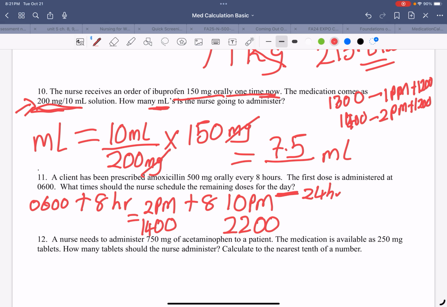So that means 12 p.m. is going to be 1200 exactly. So if the time is at 6 p.m., just do 6 plus 1200. And that will give you 1800. All right, hope that makes sense.